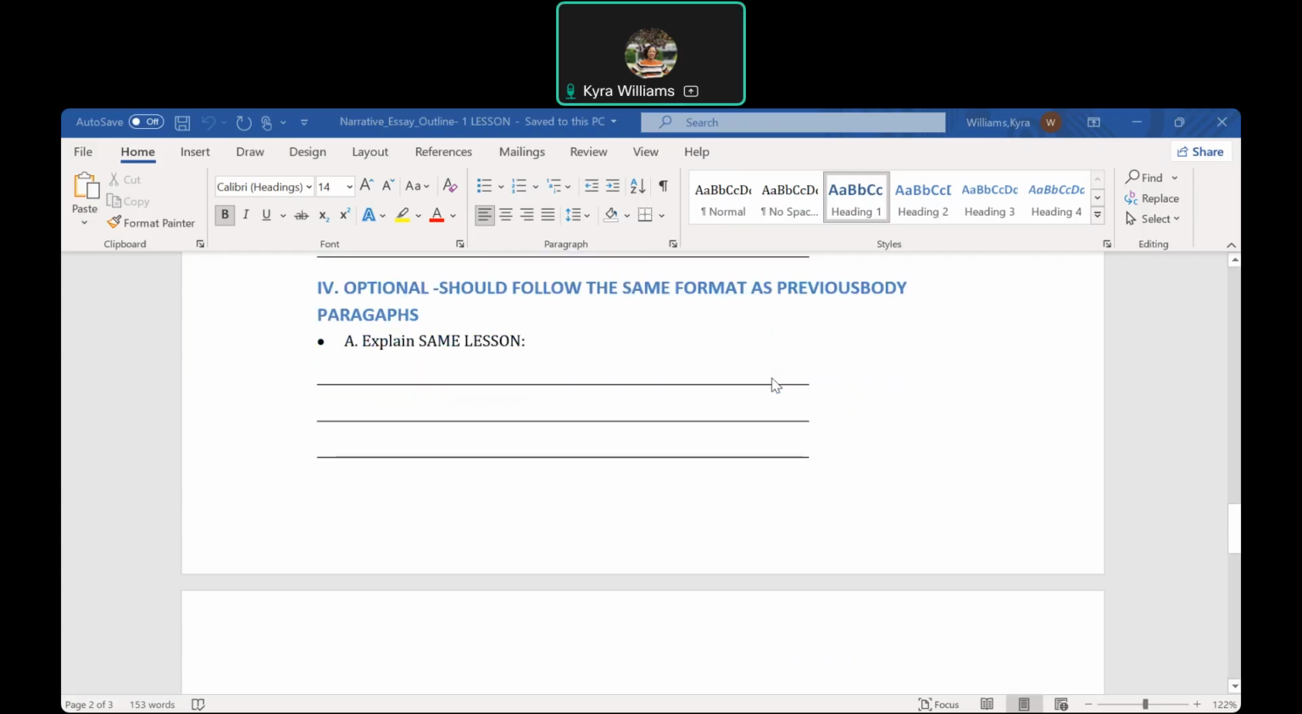Now, there's an optional paragraph in this one. So for this particular outline and for this one lesson outline, you only need to have an introduction and 2 body paragraphs. That's all that is required. However, if you would like to have a third experience for the same lesson, you are open to do so. Remember that you do have a 1,000-word count to hit regardless of how many paragraphs you have. So you repeat the same process as you did for the other two paragraphs if you would like to do the optional paragraph.